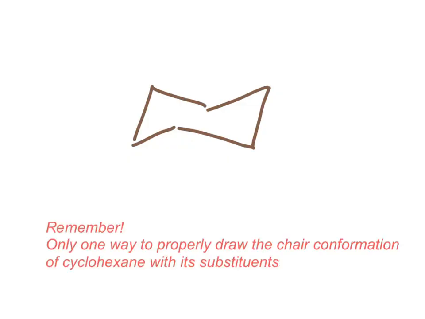Now let's place hydrogens in proper positions. This is very important. Please remember, there is only one correct position for each of the substituents. Now let's do the easier part first. Vertical hydrogens are called axial and they are alternating up and down. I usually start with the right upper corner of the chair conformation and then I add substituents. First vertical up, then vertical down. Vertical up, vertical down, finally vertical up and then vertical down.